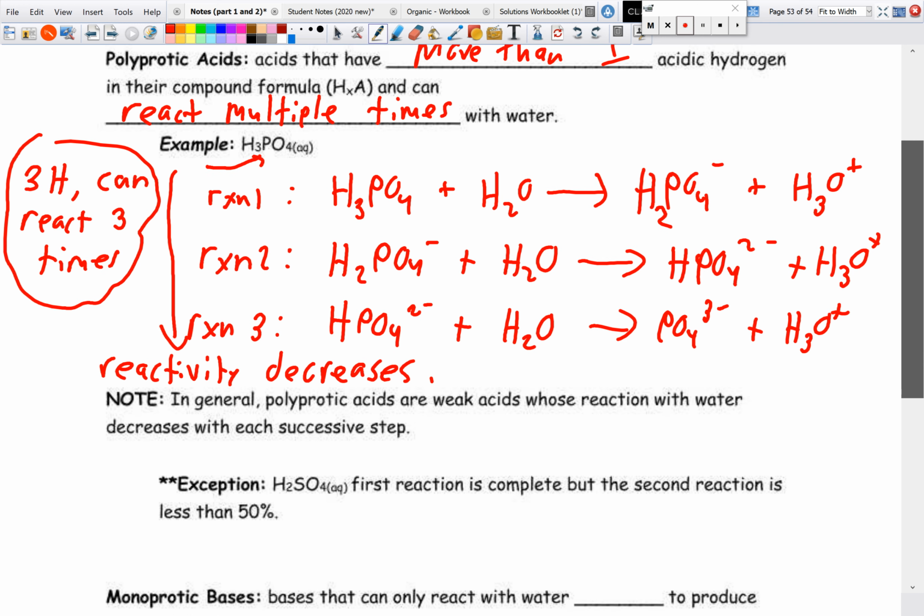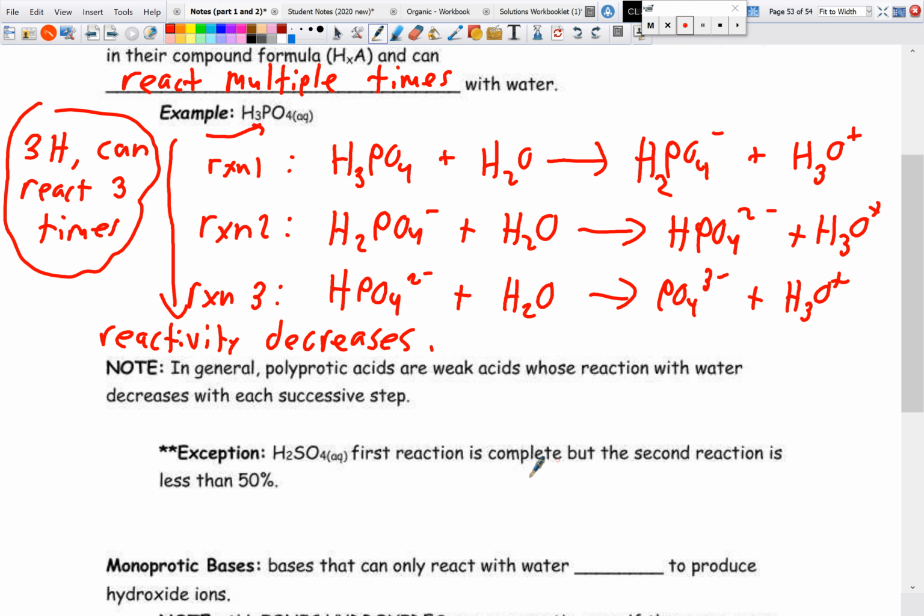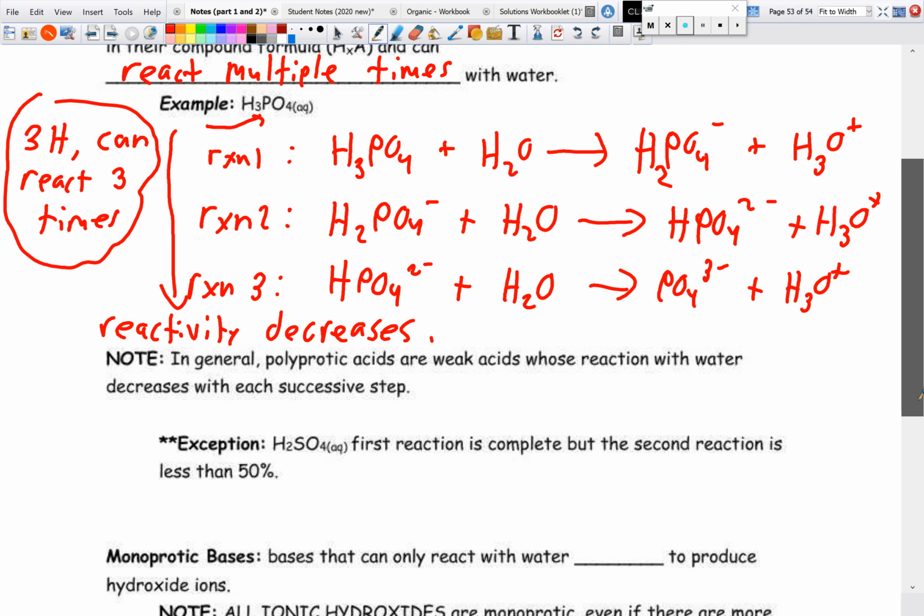So the only exception that we're going to see is H2SO4, so sulfuric acid. The first reaction is complete and the second one is less than 50%. But if you notice, we don't really deal with a lot of sulfuric acid because solving for concentration and stuff like that with it is a little more challenging. So we try not to do that one specifically in Chem 20. You deal with it a little bit in Chem 30.